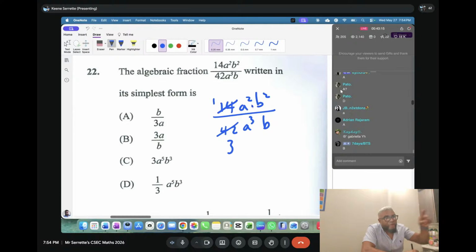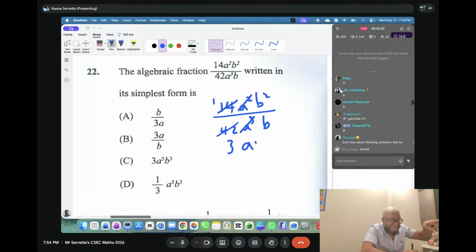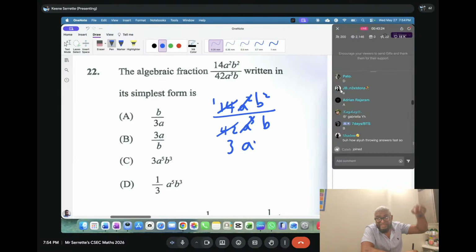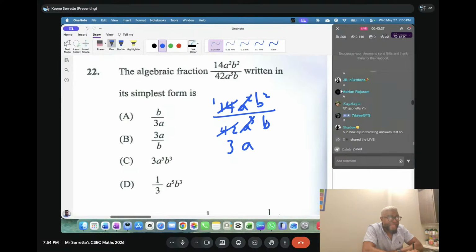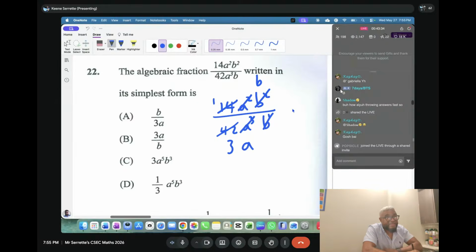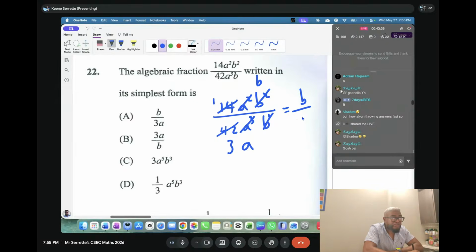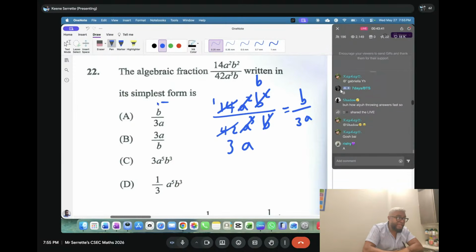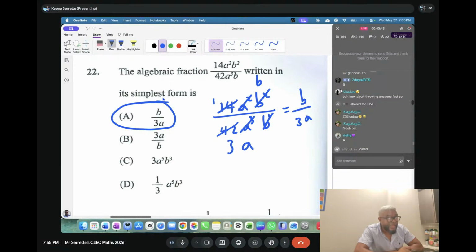Let me go. What do I do with my powers here? A to the second power into A to the third power would leave me A underneath, right? The A is going to be underneath. Then B to the first power into B to the second power would leave me B on top. So this would be B over 3A, right? Anybody have any questions here? Right, let me go.